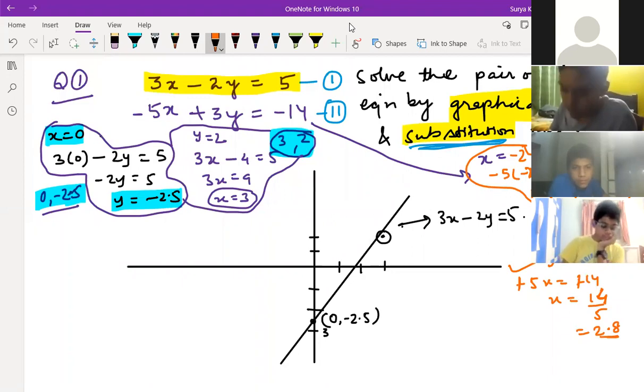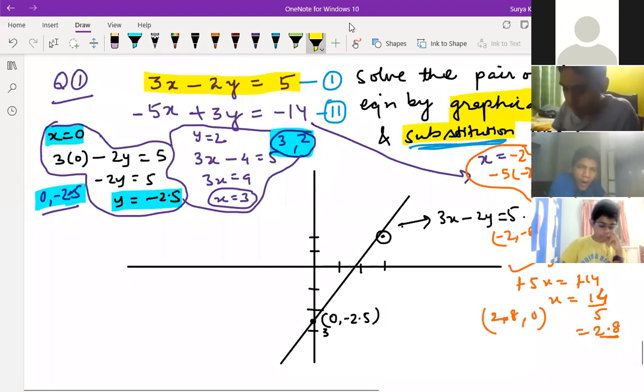Yes, Sai Charan? Yes, sir. From here you are getting -2 comma -8, and from here you can get 2.8 comma 0, right? Again you can draw this one on the number line.